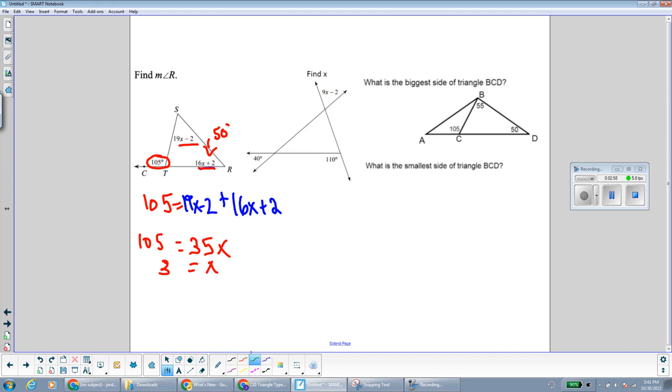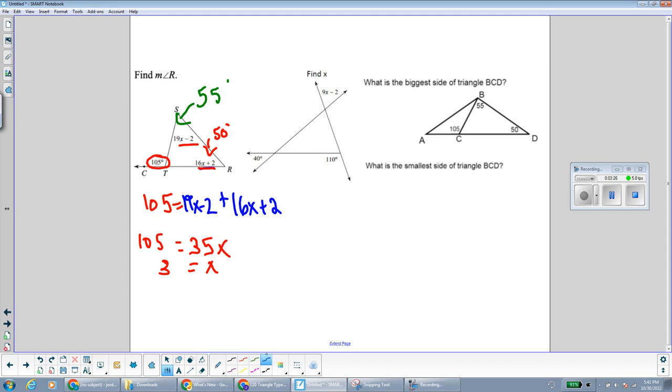And that means that this angle should be 105 minus 50, since the exterior angle is equal to the sum of the non-adjacent interior angles. So that other angle, without even plugging in, should be 55 degrees. And if you plug in, with our x value of 3, 3 times 19 is 57, minus 2 is 55 degrees. So that all works out.